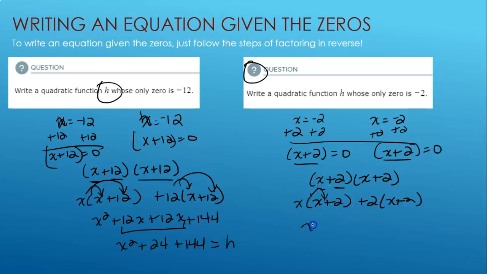We distribute. x times x is x squared, x times 2 is 2x, 2 times x is 2x, 2 times 2 is 4. Combine your like terms, so it's x squared plus 4x plus 4, and they want that to equal h. And that's it.